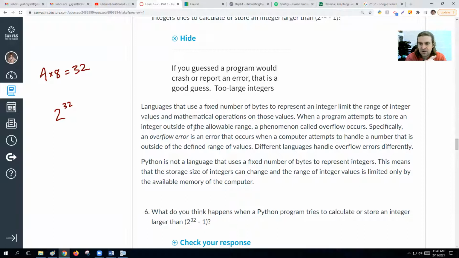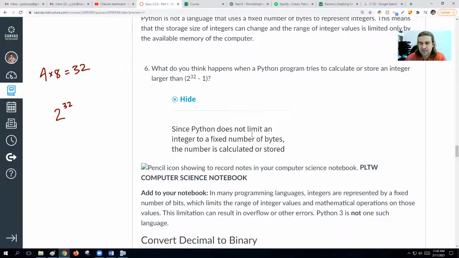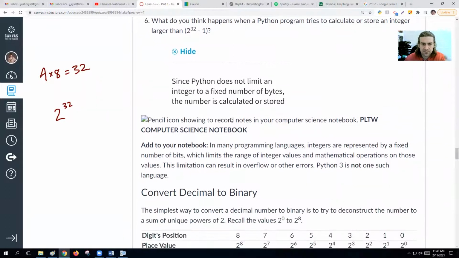All right, so different languages can handle overflow errors differently. Python is not a language that uses a fixed number of bytes to represent integers. This means it can store integers of changing size, and the range of the integer is only limited by the available memory of the computer. So if you wanted to evaluate many digits of pi, using a program in Python would be more efficient than a graphing calculator, because you're using the computer's memory versus a calculator's memory. So what happens when a programmer tries to calculate an integer larger than that number in Python? It's not limited by that, so it will just go through and work with it.